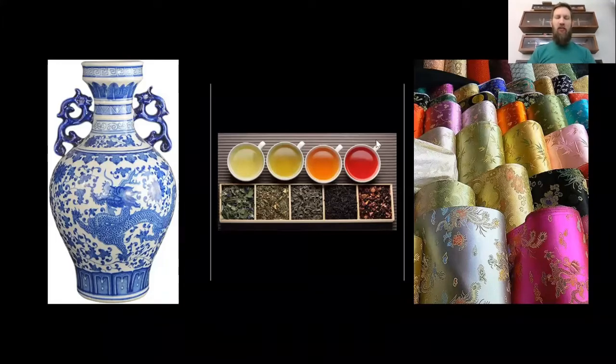Hi everyone. Today we are going to be talking about the causes of the First Opium War that occurred between Britain and China roughly around the year 1840. Now, in order to discuss the causes of this war, we need to understand some of the underlying conditions that existed between these two nations.